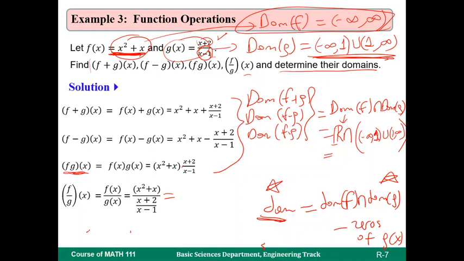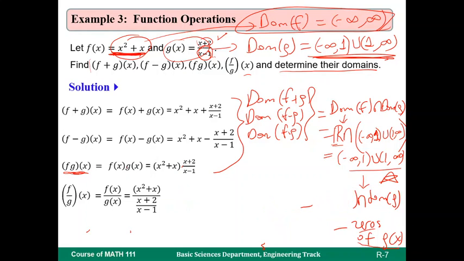So the intersection of these two sets will be equal to the second set, because all real numbers cover this one, and the intersection will be only this. Now, when it comes to the domain of this function here, we will find the domain of f intersection g, which is this one here, and now we will remove the zeros of g.